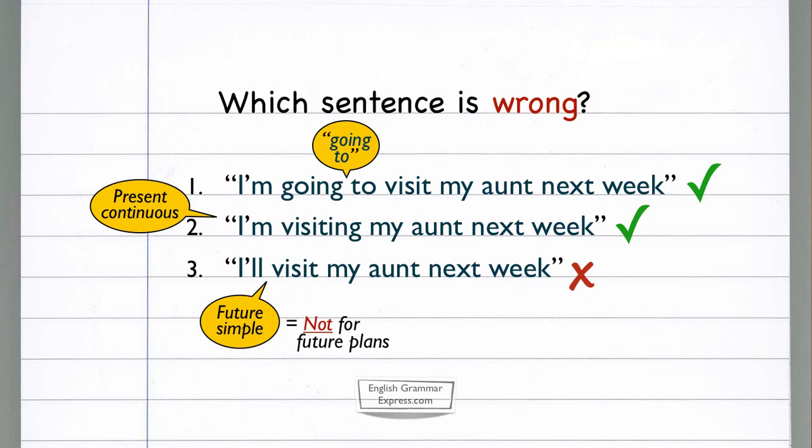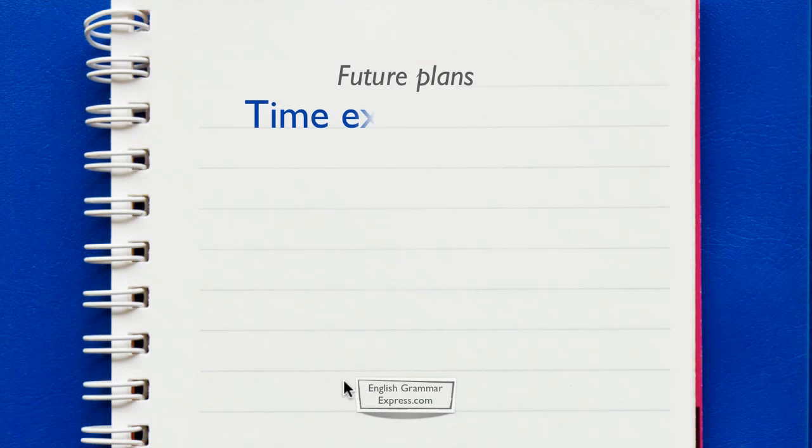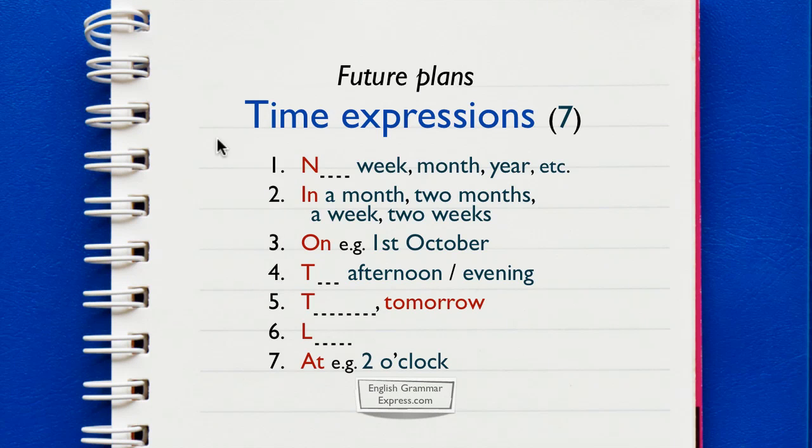Now, before we continue, let's look at some time expressions for future plans so that we have some context. Number 1, this something week, month, year, and the answer is next. Number 2, in a month, in 2 months, in a week is a future plan. We say we'll do something in a month. Number 3, we can have on, so on the 1st of October here.